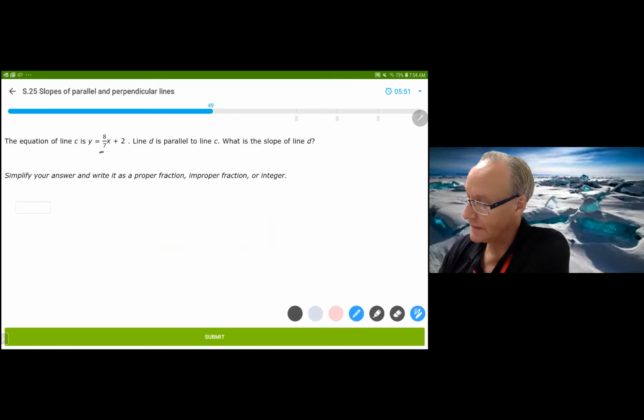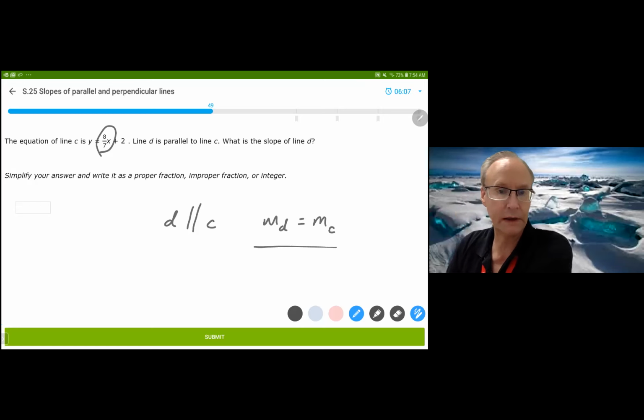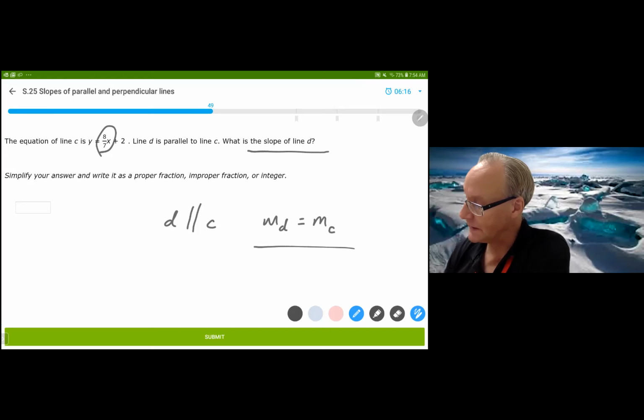Now 8/7, and we want D. The way we write this is we say line D is parallel to line C. And that also means that the slope of line D is equal to the slope of line C. I'm just giving you a little bit of notation to work with. And we want the slope of line D, since the slope of line C is 8/7. Of course, the slope of line D is 8/7.